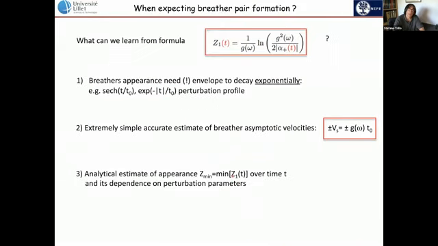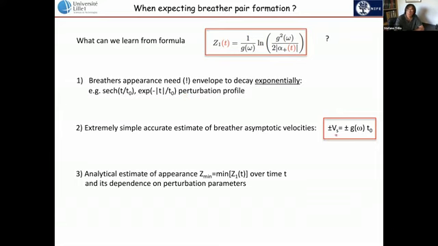From this formula, you can learn a lot, because you can learn that the breather's appearance needs the envelope to decay exponentially, such as exponential of minus absolute time divided by t naught. But for example, if you take a Gaussian, even if it's very close to a sech at the peak, the tails decay differently, and in that case you don't get any breather. Still, the formula is valid. You can predict the locus of fast growth. I will show an example.